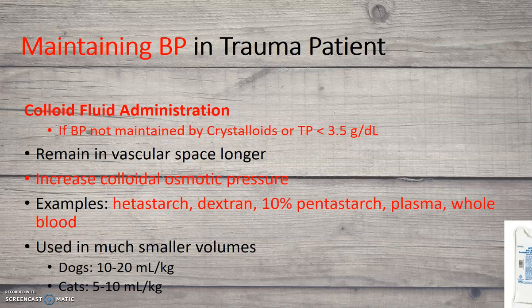Colloids is what you try if their blood pressure is not being maintained by crystalloids, or if their total protein is less than 3.5. These stay in the vascular space longer, so they'll have a longer effect at maintaining the blood pressure. They do this by increasing the colloidal osmotic pressure. Different examples of colloids are hetastarch, dextran, 10% pentastarch, plasma, and whole blood. These you'll use in much smaller volumes, so dogs 10 to 20 mils per kg, and cats 5 to 10 mils per kg as a total volume.